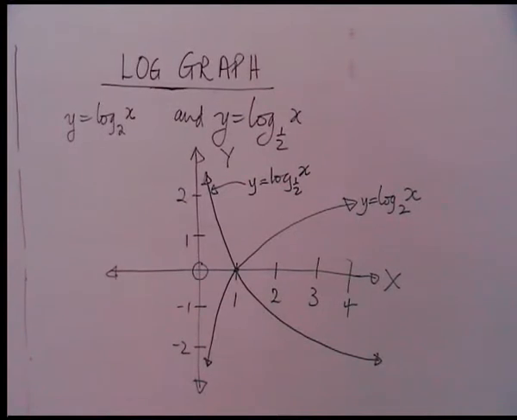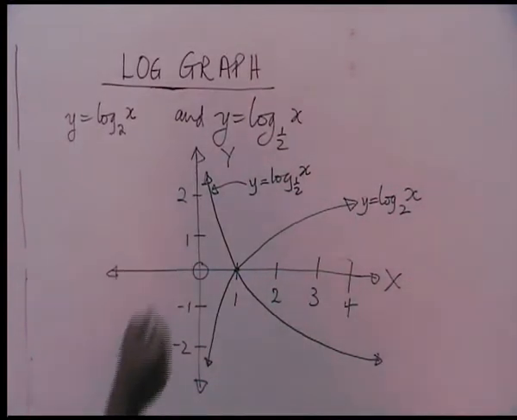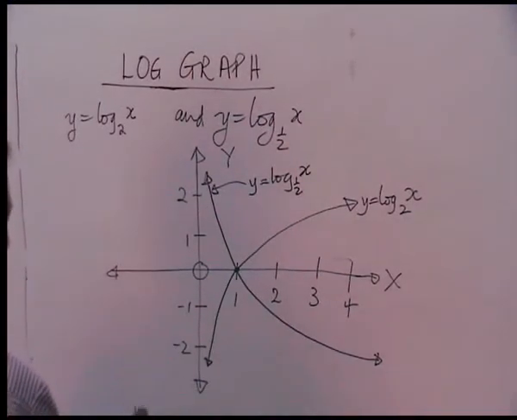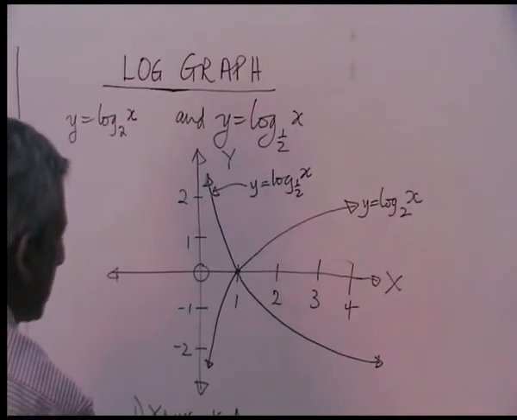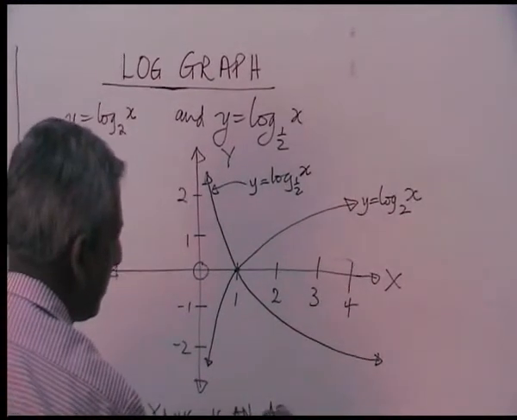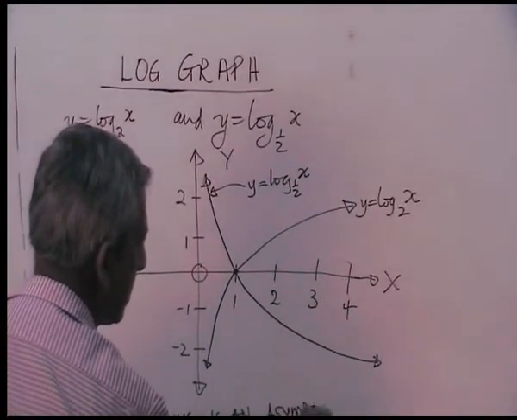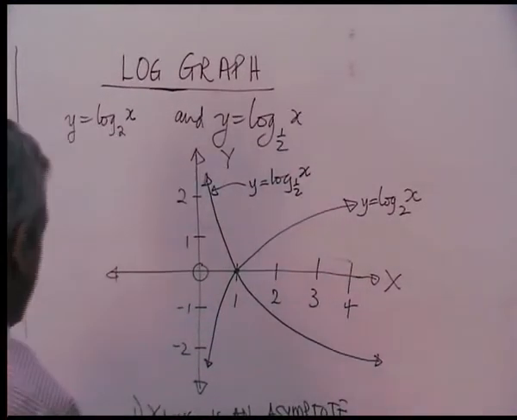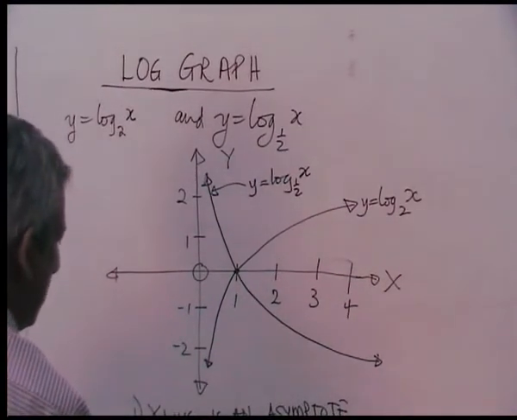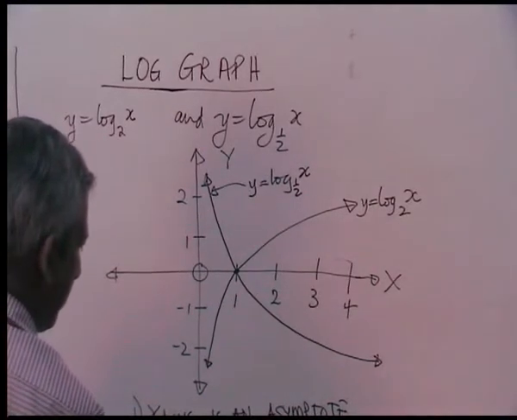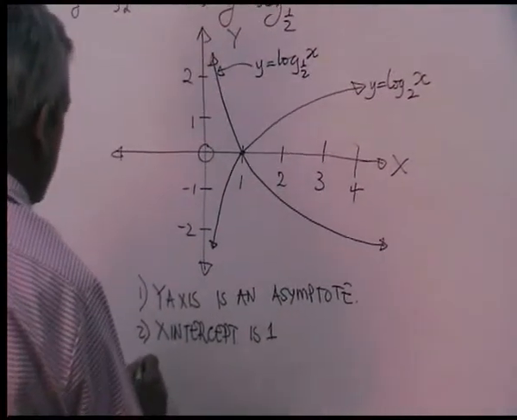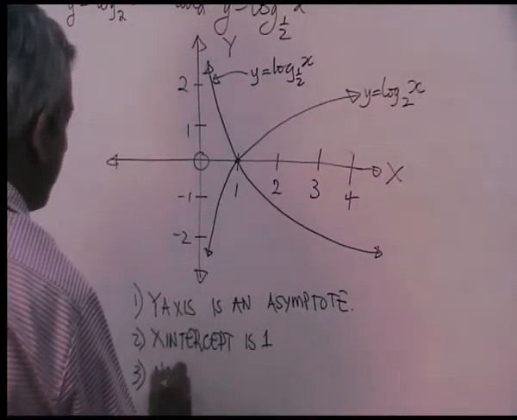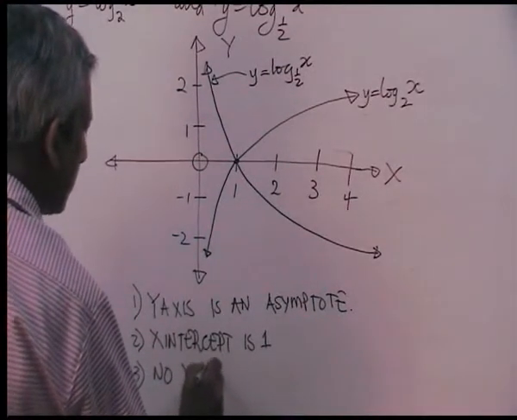The features of this graph, like we explained before: if you talk about features or characteristics, number one, the y-axis is an asymptote, and number two, the x-intercept is 1 and 3.